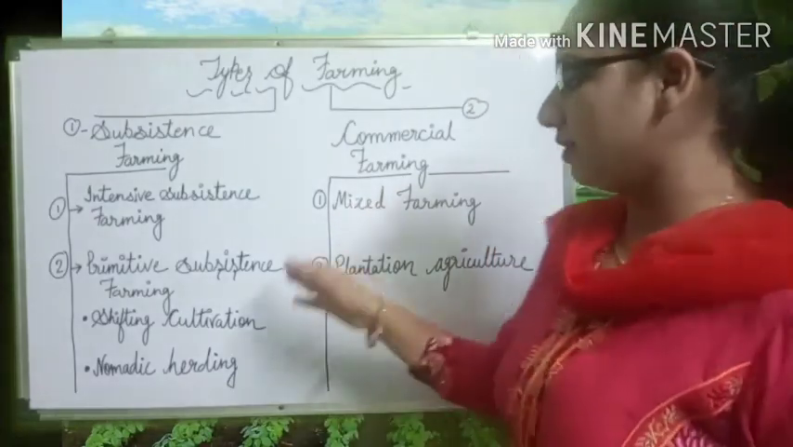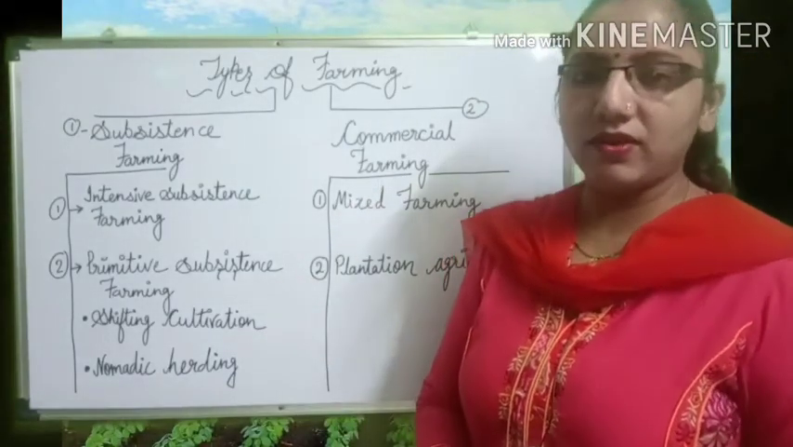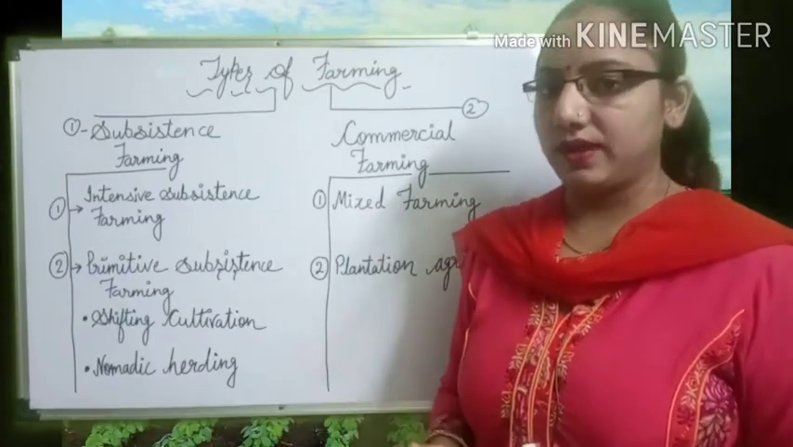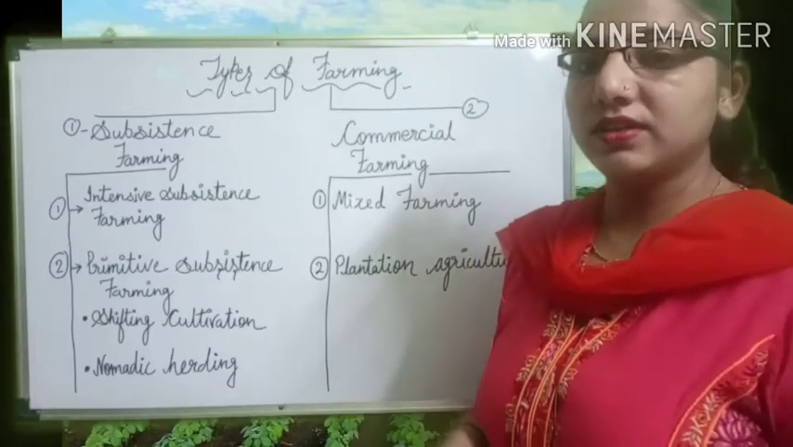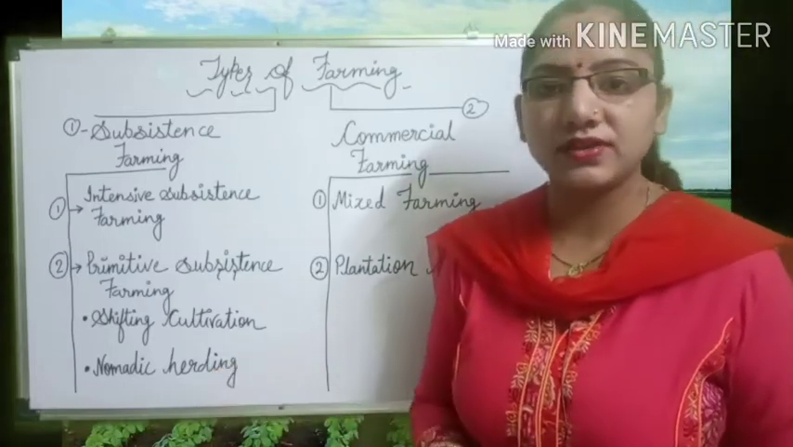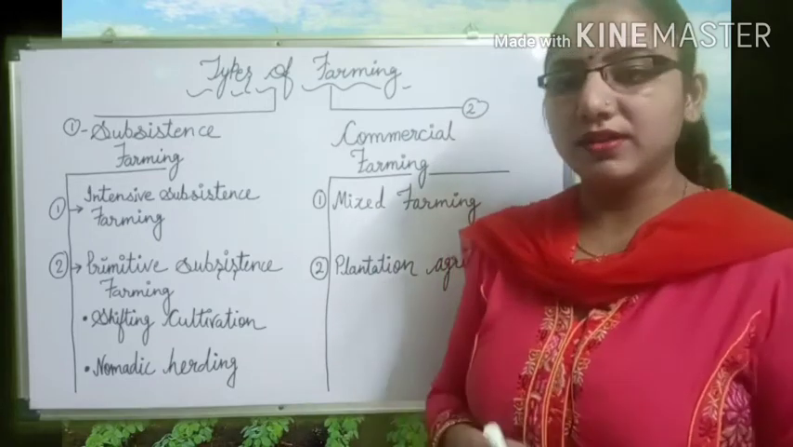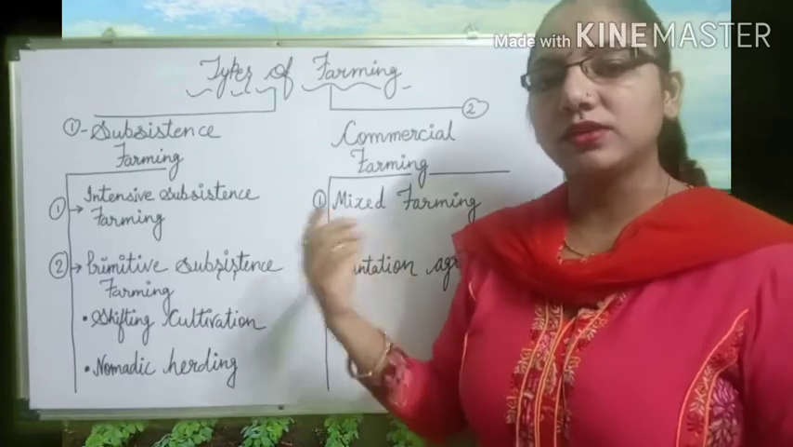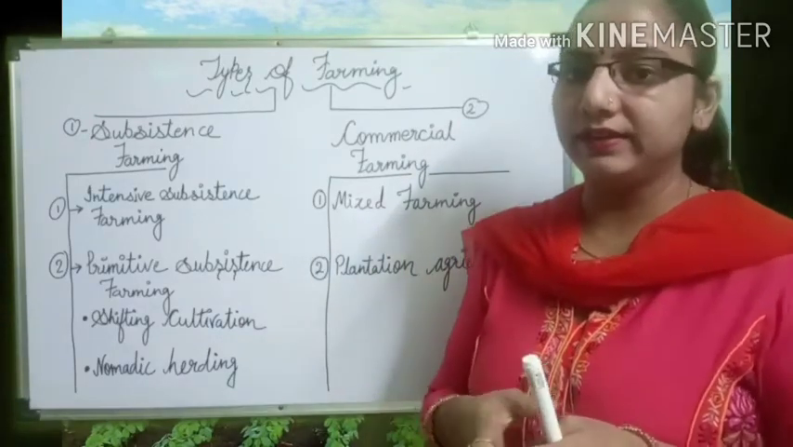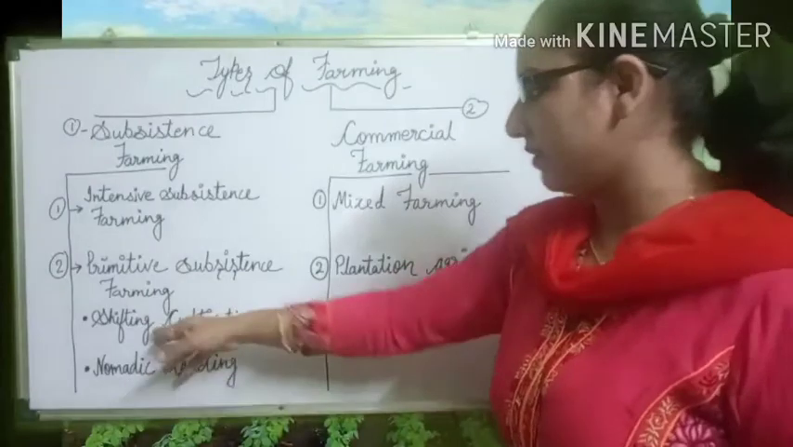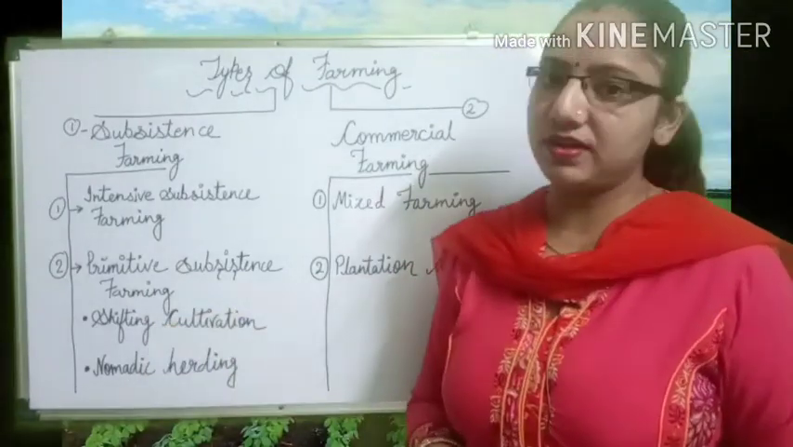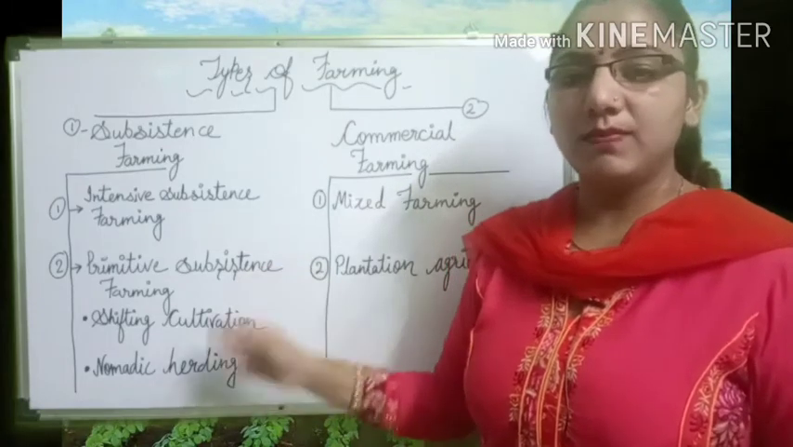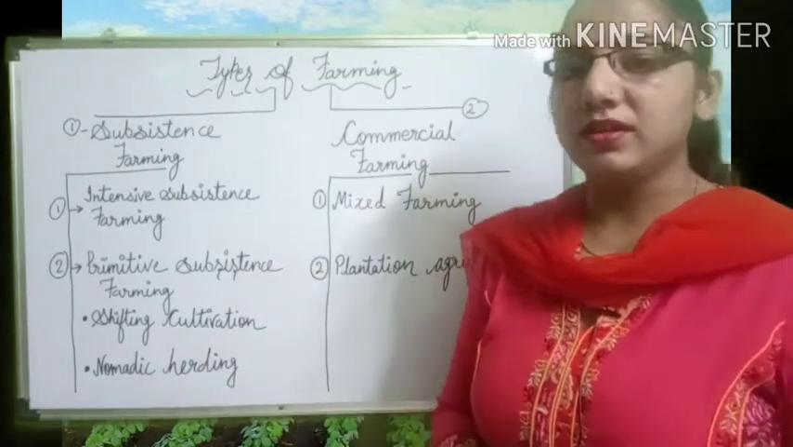So students, about shifting cultivation, you have also studied in your history chapters 4 and 5. In shifting cultivation, the farmers first slash the forest, and after that they burn it, and after that they sow the seeds, and when the land loses its fertility, they leave that place and move to another. That's why it is known as shifting cultivation. Other names of shifting cultivation are jhum cultivation, milpa, or slash and burn cultivation.